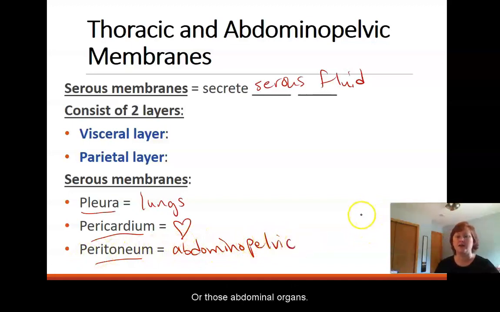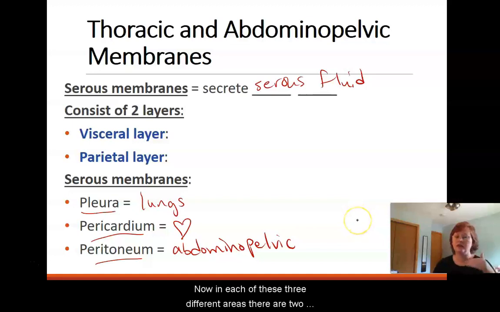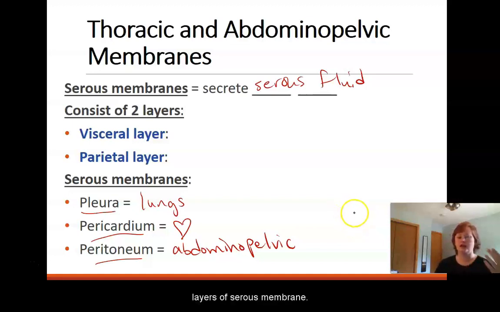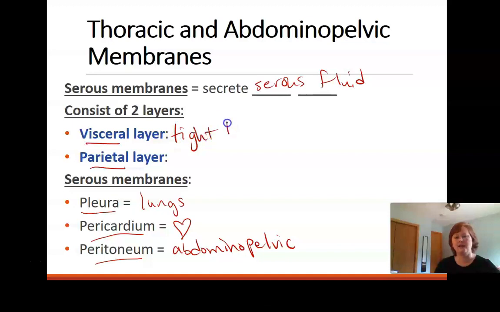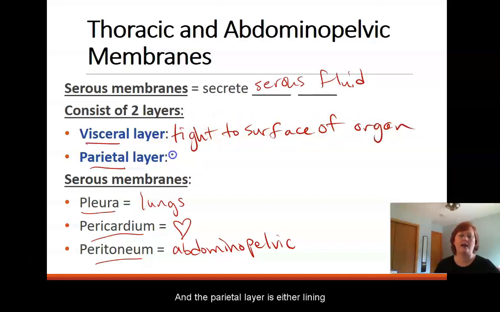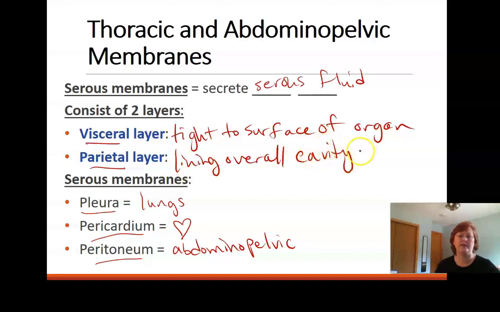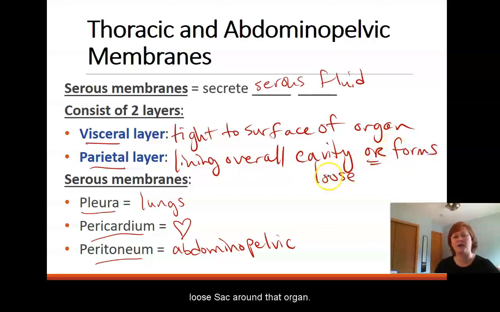or those abdominal organs. Now in each of these 3 different areas, there are 2 layers of serous membrane. There's a visceral layer and a parietal layer. The visceral layer is tight to the surface of the organs, and the parietal layer is either lining the overall cavity or it's forming a loose sac around that organ.